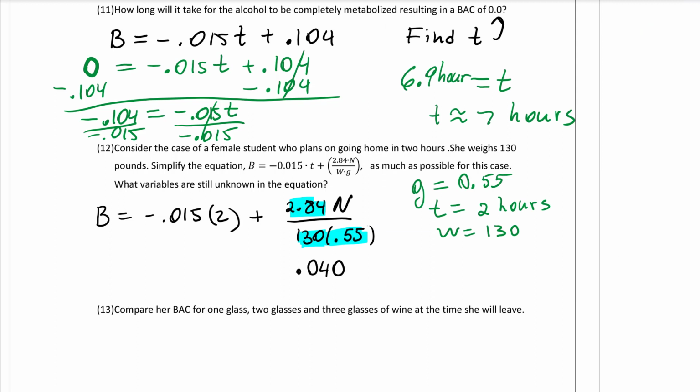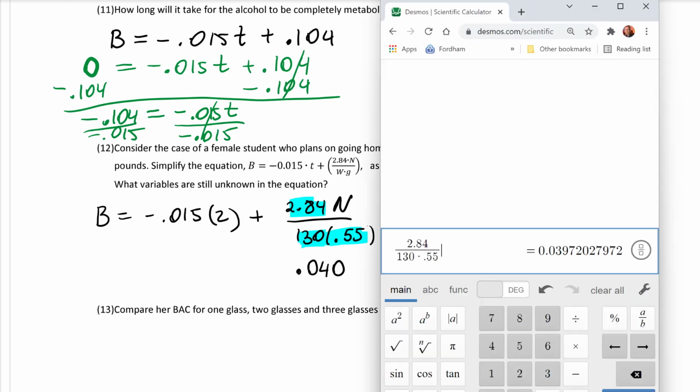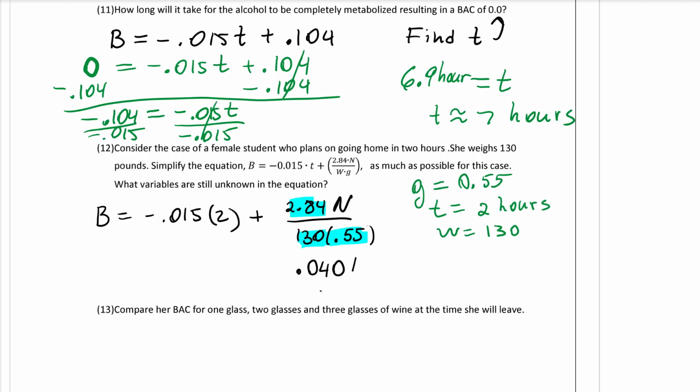0.040. You round it to the 3 places right here. 0.40, because you see there's 7, so it's going to make it a 40, and then you get the n. And then you have B equals negative 0.03 plus. If you multiply by 2, you could get that. And there's no t anymore. There's no t. So we just get that equation.